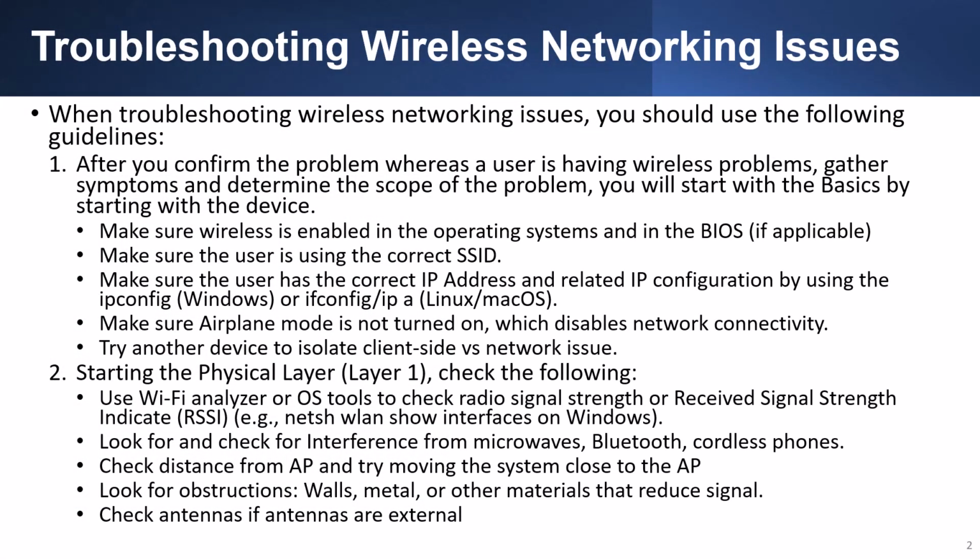When troubleshooting wireless networking issues, you should use the following guidelines. After you confirm the problem, whereas the user is having wireless problems, gather symptoms, and determine the scope of the problem, you will start with the basics by starting with the device. Make sure wireless is enabled in the operating system and in the BIOS if applicable. Make sure the user is using the correct SSID.